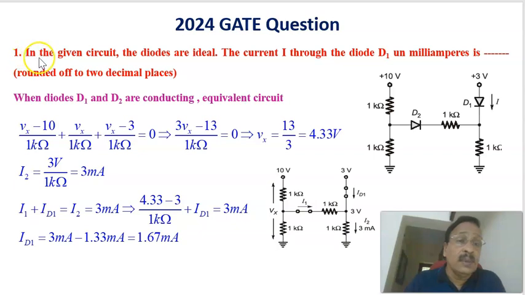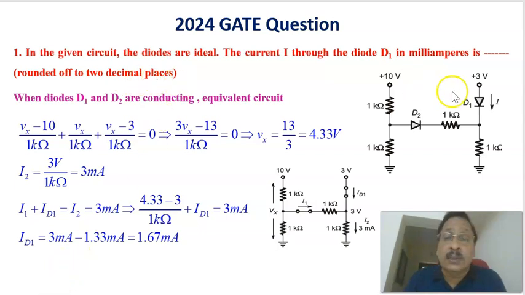In the given circuit, the diodes are ideal. The current I through the diode D1, in milliamperes, rounded off to 2 decimal places. Therefore, we have to calculate the current through diode D1 in milliamperes.